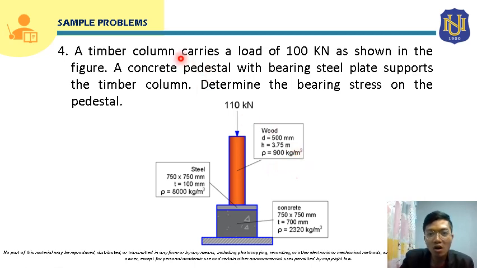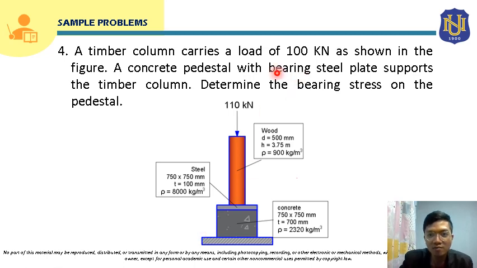Now, we also have here a concrete pedestal. So this is the concrete pedestal. The given here is 750 by 750 millimeters, so that is the cross-sectional area of the pedestal. Meaning the concrete pedestal is a square, right? Its thickness is this height also, so that is 700 millimeter. This is just a little bit exaggerated, but this is just 700 millimeter, the thickness of the concrete pedestal.